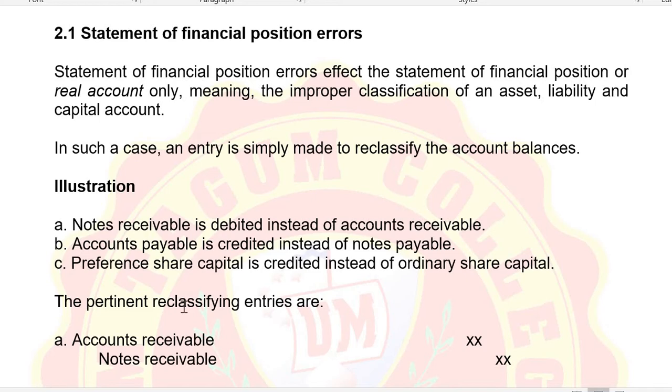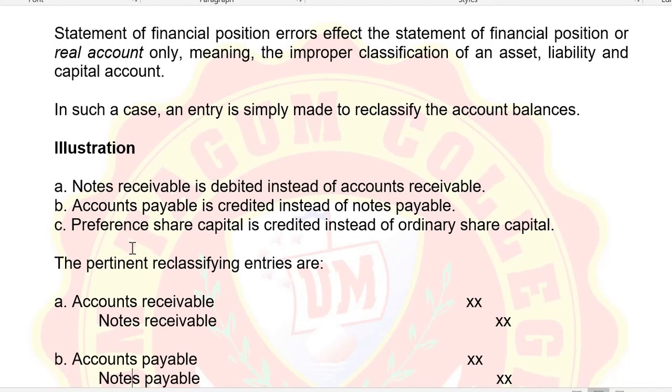Okay? For example, notes receivable is debited instead of accounts receivable. So, they're both asset accounts, balance sheet accounts. Pero namali lang yung na-debit mo. Accounts payable is credited instead of notes payable. So, both are liability accounts. And preference share capital is credited instead of ordinary share capital. So, of course, yung reclassifying entries mo, you need to parang reverse.